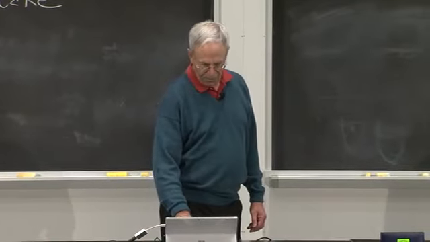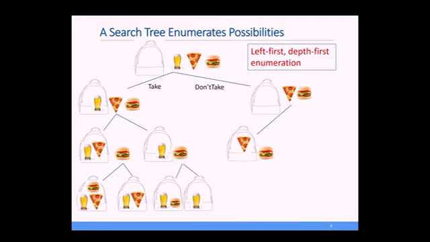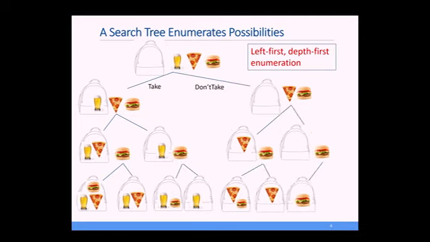And then I work my way up another level. This is called backtracking. I now say, suppose I didn't take the piece of pizza. Now I have the beer only and only the burger to think about, and so on and so forth, until I've generated the whole tree.